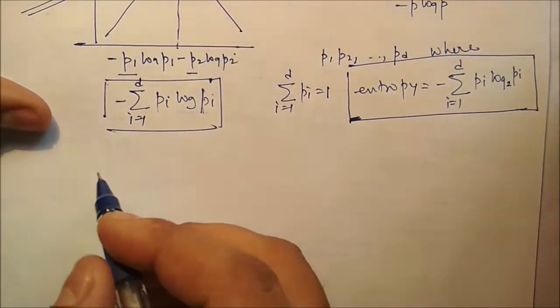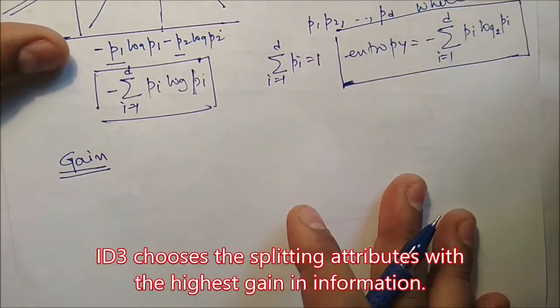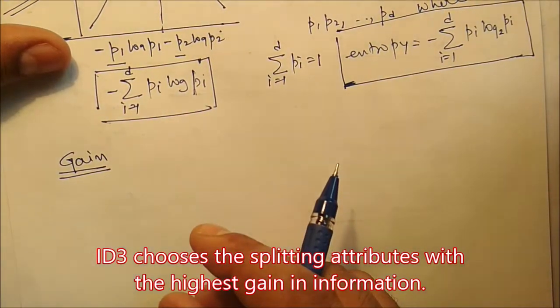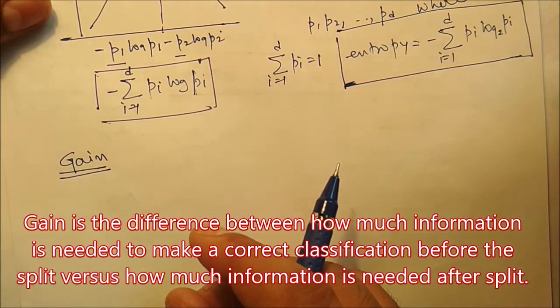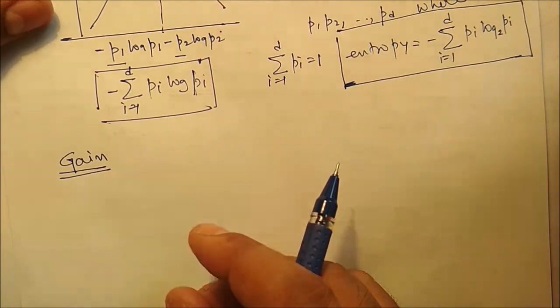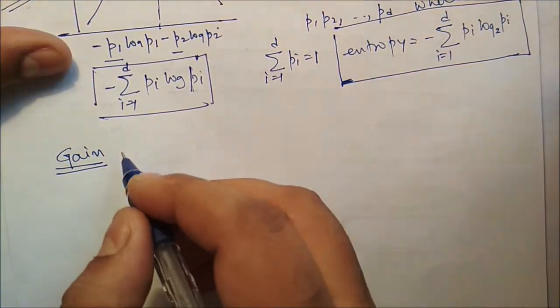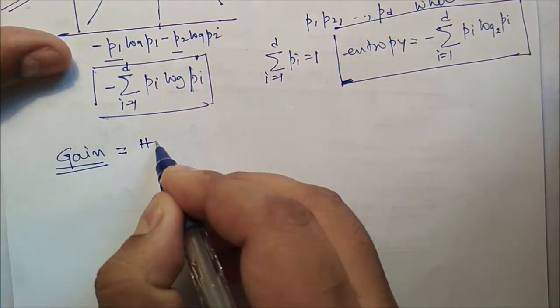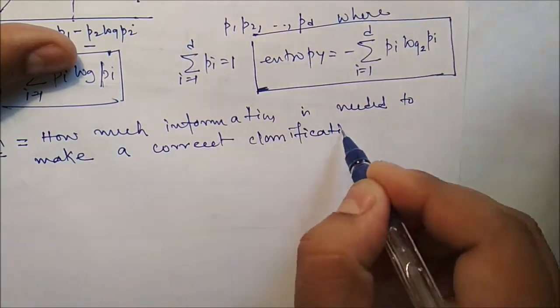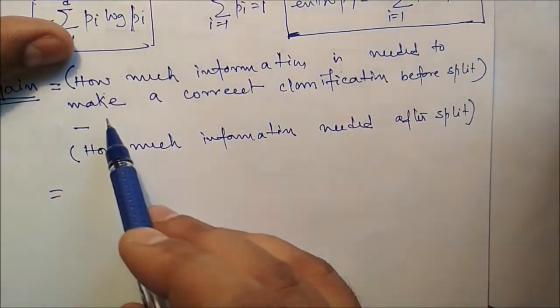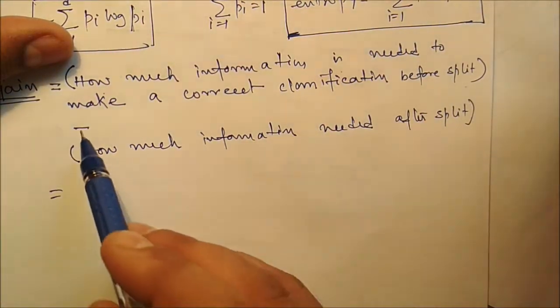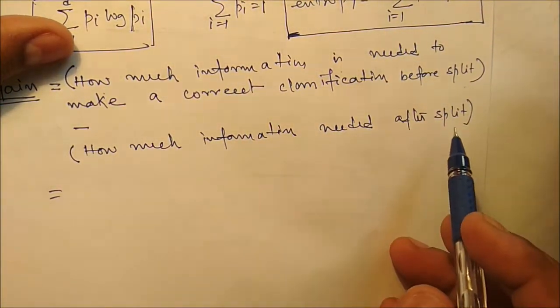Next we'll talk about the gain. ID3 chooses the splitting attribute with the highest gain in information. Gain is the difference between how much information is needed to make a correct classification before the split versus how much information is needed after the split. So what is gain? Gain is how much information is needed to make a correct classification before the split minus how much information is needed after the split.